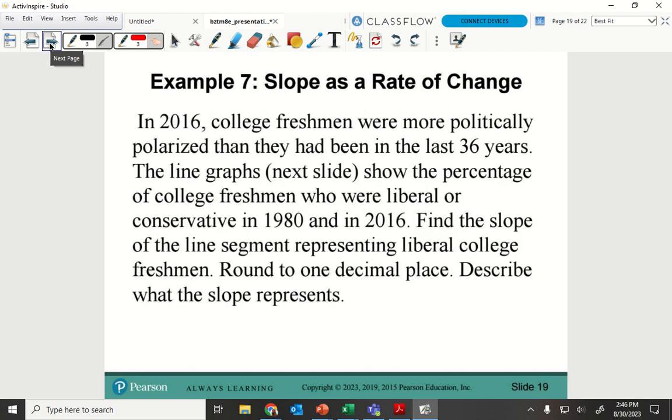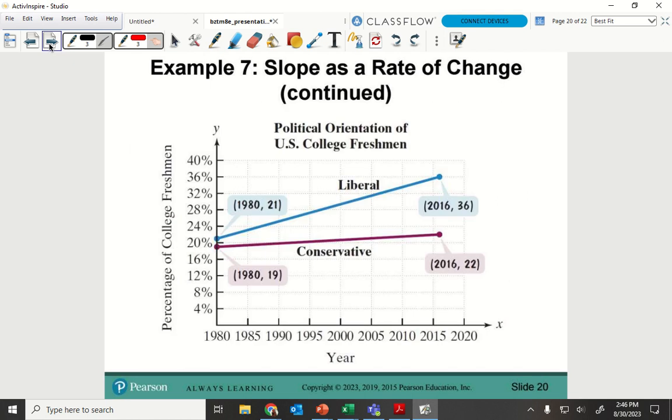In 2016, college freshmen were more politically polarized than they had been in the last 36 years. The line graph on the next slide shows the percentage of college freshmen who were liberal or conservative, 1980 to 2016. Find the slope of the line segment representing liberal college freshmen. Round to 1 decimal place, and describe what the slope represents. Slope, rise over run. Let's look at the blue one.